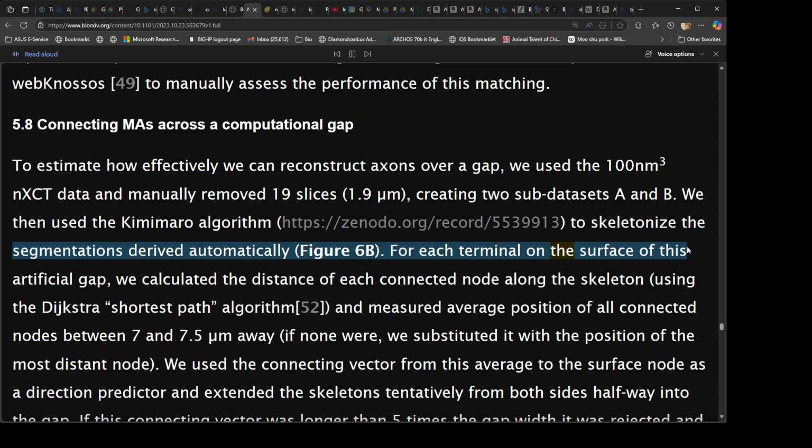For each terminal on the surface of this artificial gap, we calculated the distance of each connected node along the skeleton using the Dijkstra shortest path algorithm 52, and measured the average position of all connected nodes between 7 and 7.5 µm away. If none were, we substituted it with the position of the most distant node. We used the connecting vector from this average to the surface node as a direction predictor and extended the skeletons tentatively from both sides halfway into the gap.